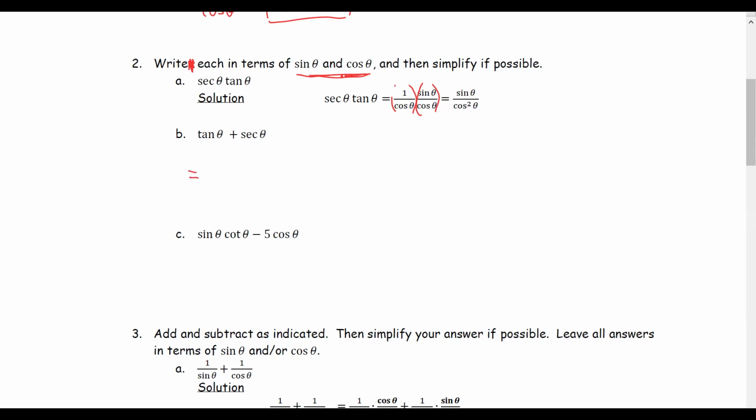Part B, the tangent theta is sine theta over cosine theta. The secant theta is 1 over cosine theta. We have two fractions. The denominator is the same, cosine theta, so we rewrite them using the common denominator as cosine theta and the numerator as sine theta plus 1.